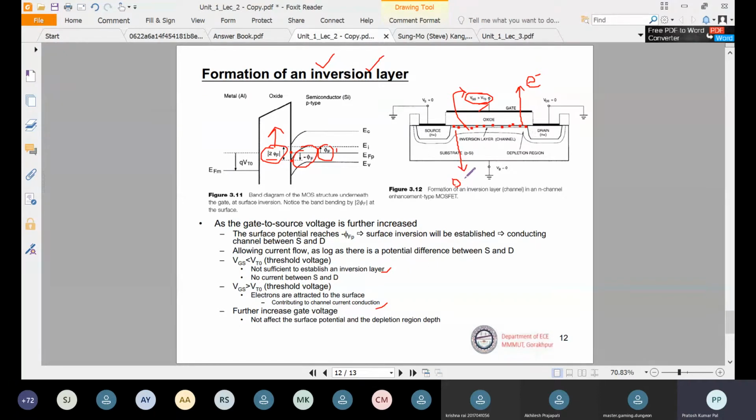Okay, depletion region will be there. And this depletion region will consist of negatively charged ions that will be immobile in nature. So here the negatively charged immobile ions will be there, and these negatively charged immobile ions will constitute a depletion region beyond this channel.